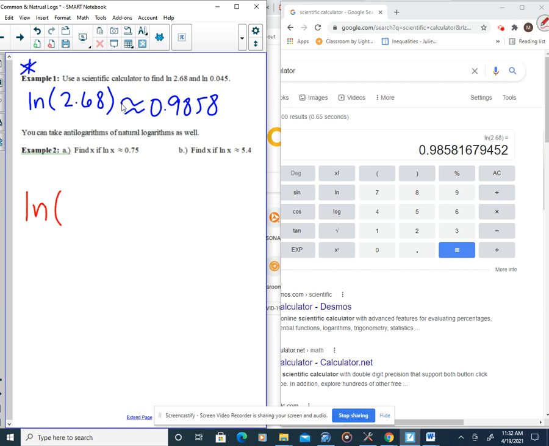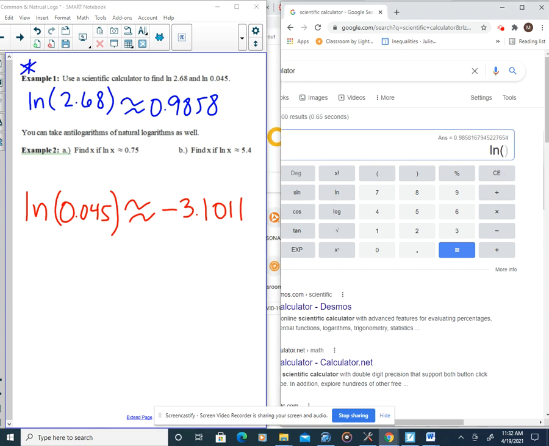Basically today, you're just getting practice using that calculator. So example 1, the second part. See if you can find the natural log of 0.045. If you did it correctly, you should have got negative 3.1011. And again, to do it, you just clear off your screen on your calculator, hit the natural log button, type in 0.045, hit equals, there's your answer. Just make sure you round correctly, rounding to 4 decimal places.